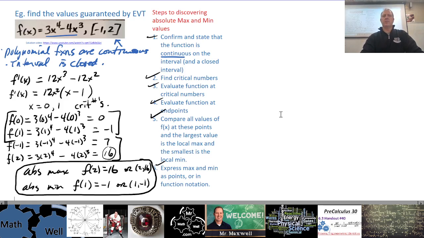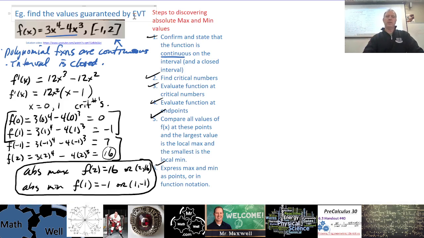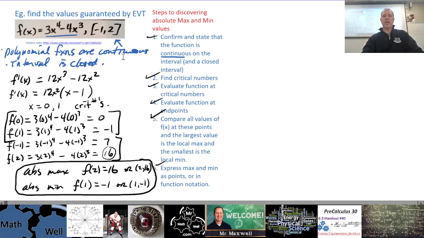So you might get a question like this. Find the values guaranteed by EVT. That may be the exact question that you get on the AP exam. So then you have to know what the extreme value theorem is. You have to know what the hypotheses are. You have to be able to analyze the critical points, endpoints, find the local max and min, or the absolute max and min there. Okay, any questions?